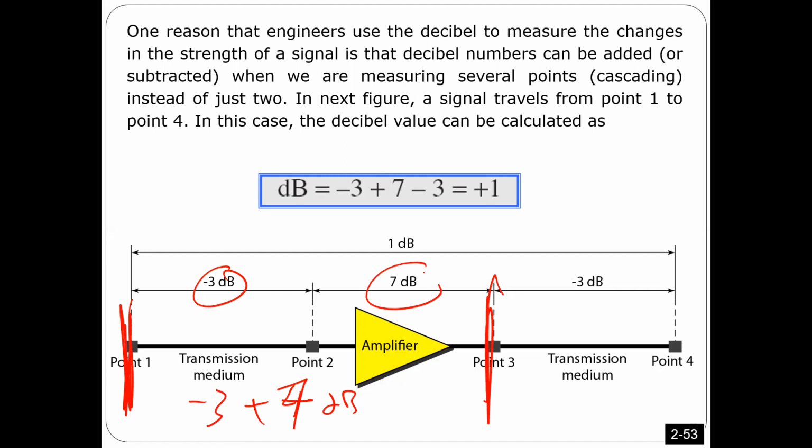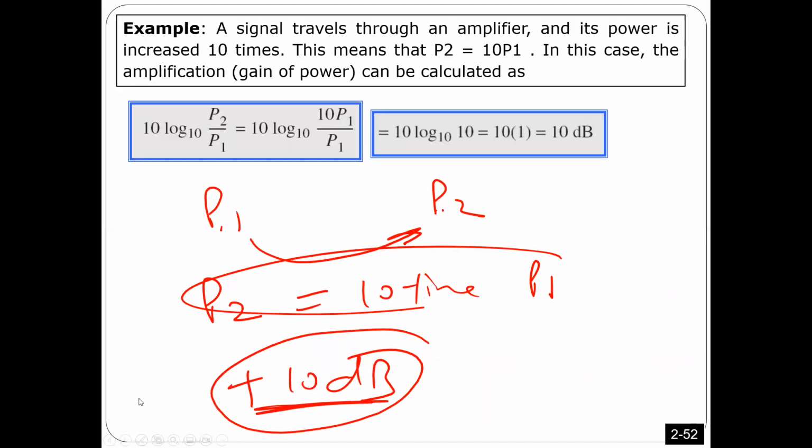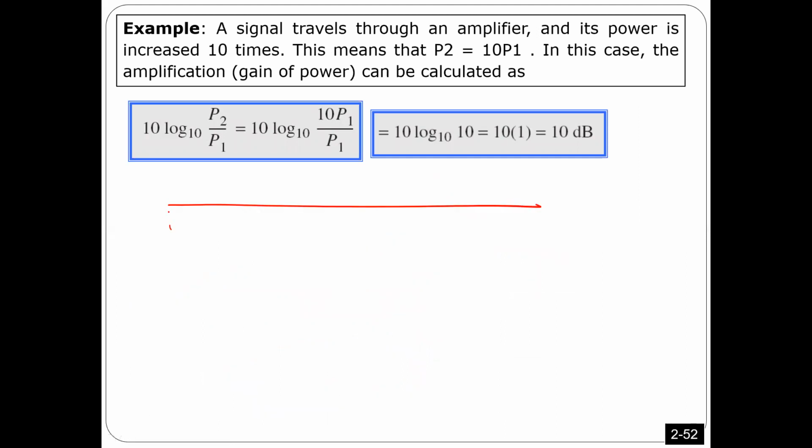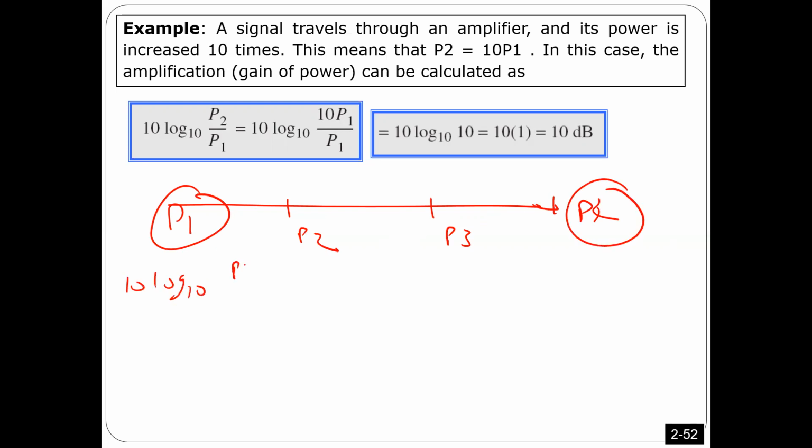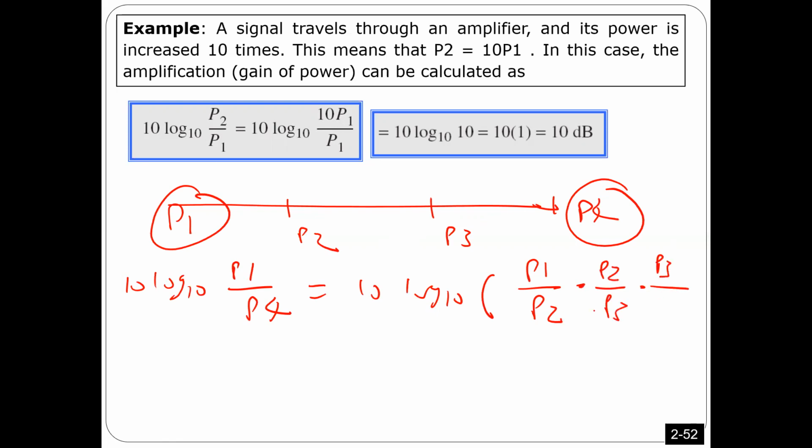So why do we just add? Okay, I'm going to tell you why. Look here, I'm going to show the idea behind it mathematically. For example, here you have B1, and then you have B2, B3, and B4. So if I want to get B1 to B4, it has to be 10 log 10 of B1 divided by B4. It's the same thing as 10 log 10 of B1 divided by B2 times B2 divided by B3 times B3 divided by B4. For sure, because this one can go, this one can go, and so on.